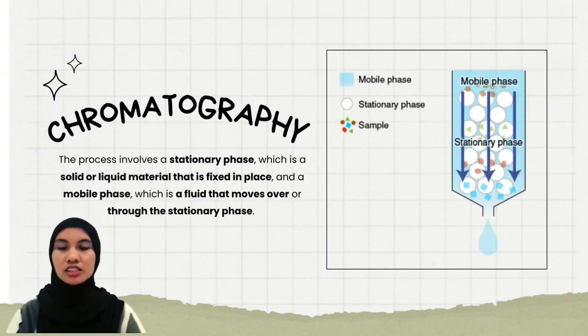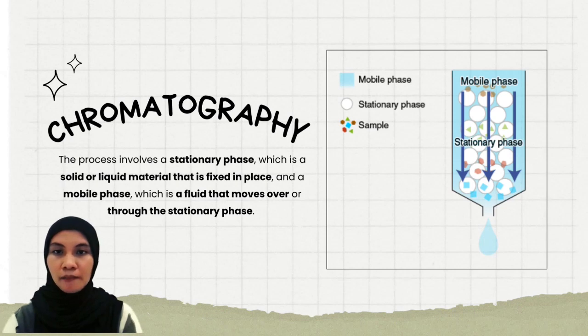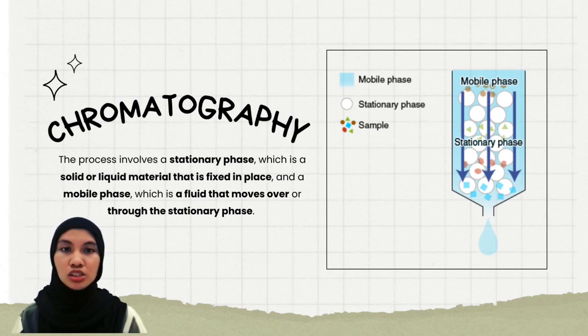So, what is chromatography? Chromatography is a laboratory technique used to separate and analyze a mixture of substances into their individual components. This process involves the stationary phase, which is a solid or liquid material that is fixed in place, while the mobile phase is a fluid that moves through the stationary phase, as we can see in the picture.